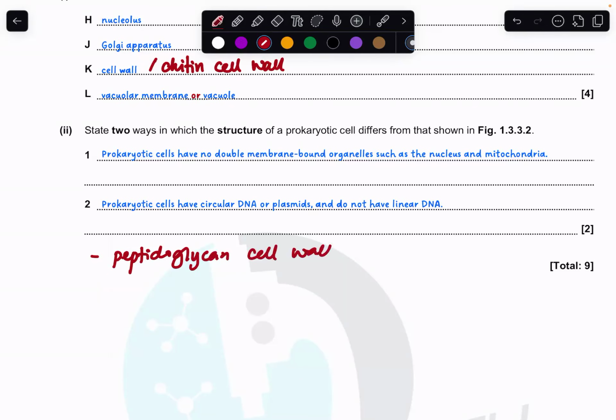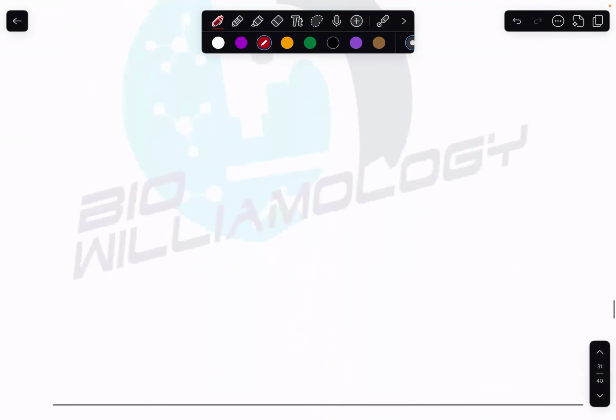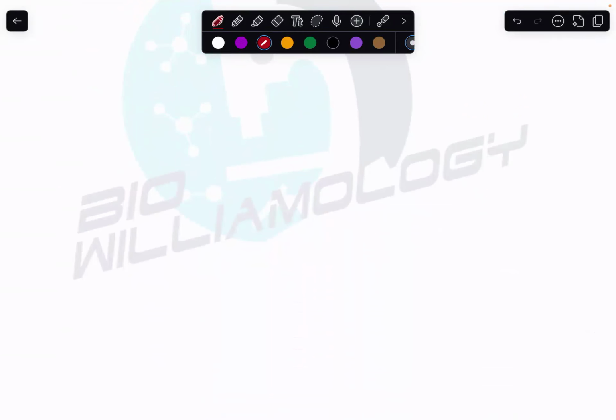So that's all for this part. We're going to have another session for the last part of the topic, where we look at the microscope as well as resolution and magnification. So see ya.